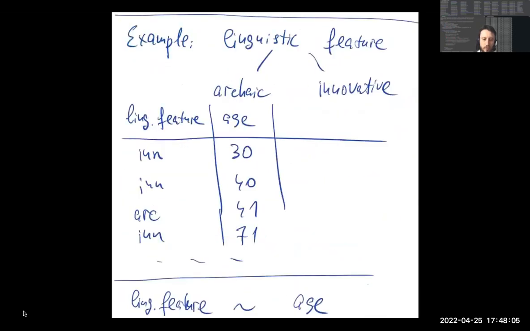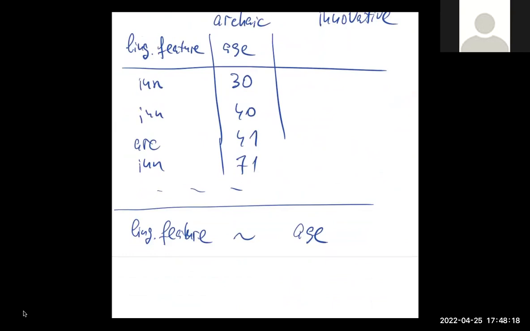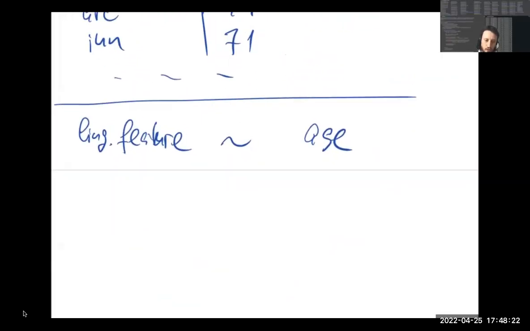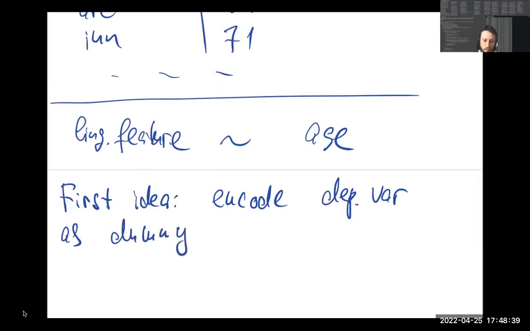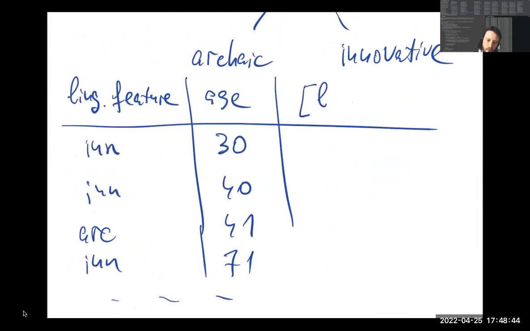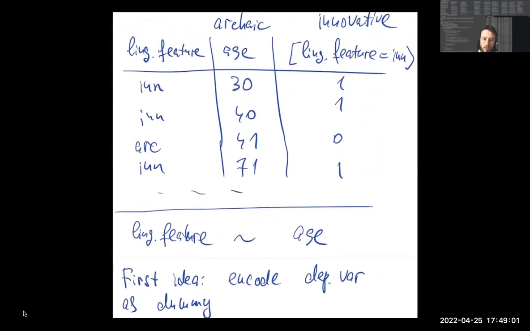Now, what to do if your linguistic feature is not a number but just a choice of two variants? Can we make it a numeric variable also, like innovative is zero and archaic is one? Yeah, we can. This is actually a first idea, to encode the dependent variable as a dummy variable. We add the variable linguistic feature innovative. So we have now ones and zeros. And we can treat this problem as just a simple bivariate regression model with these two variables.